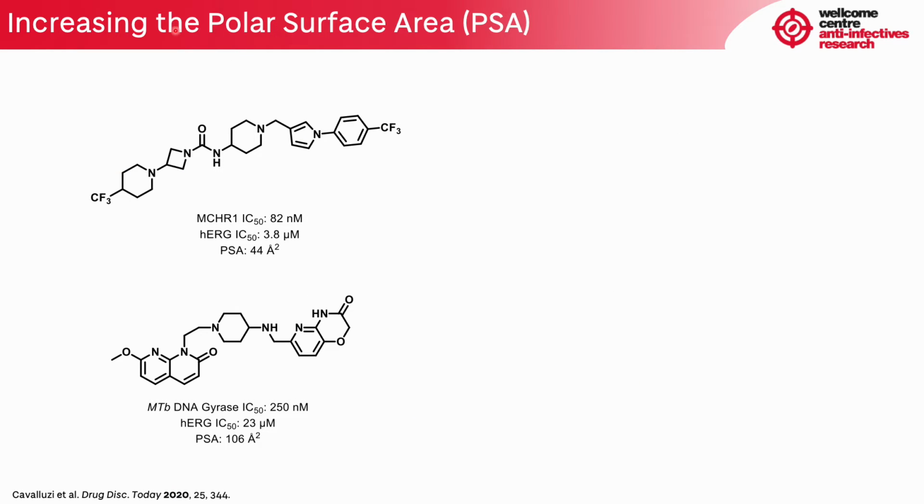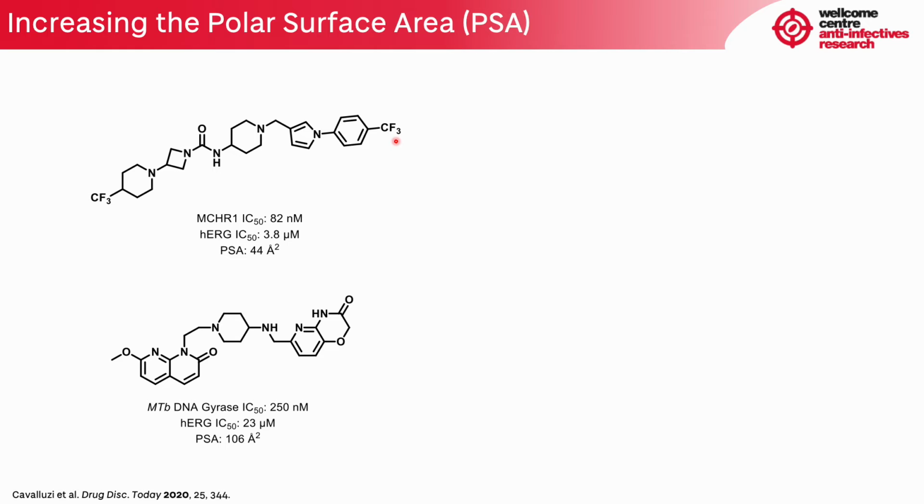Also, we can try to increase the polar surface area. In other words, to try to increase the area where we have more hydrophilic groups in the molecule. That also reduces the ability of those molecules to bind to the hERG channel.